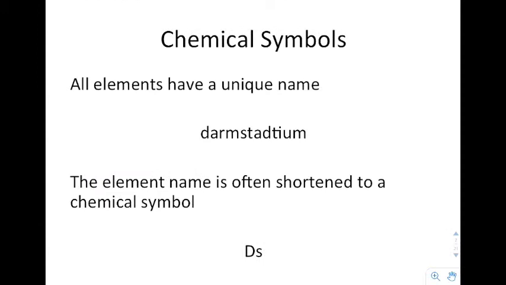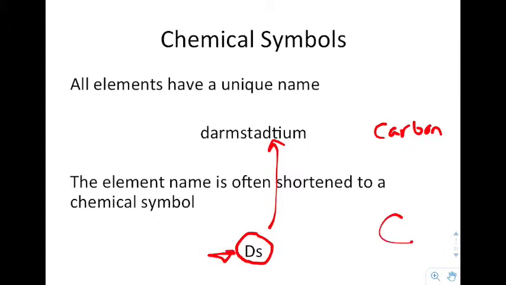Whenever we talk about chemical symbols, all elements have a unique name. You see Darmstadtium right here. The name is often shortened to the chemical symbol, and the chemical symbol is often what you see, where Ds is Darmstadtium. If you were to look at carbon, carbon would be C. So usually there's a capital letter for sure, and sometimes there's some lowercase letters after that, but sometimes there's not, like carbon, oxygen, nitrogen.